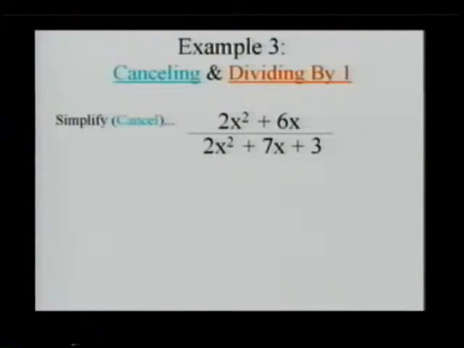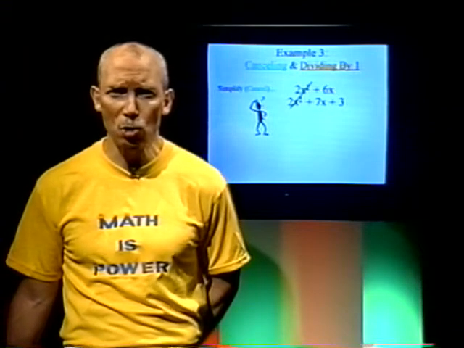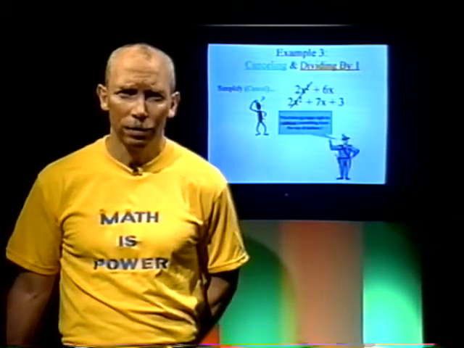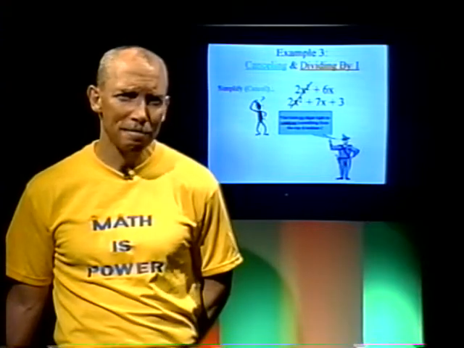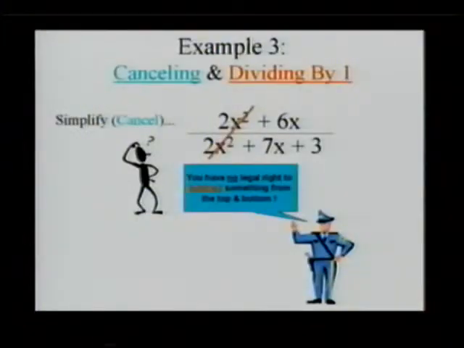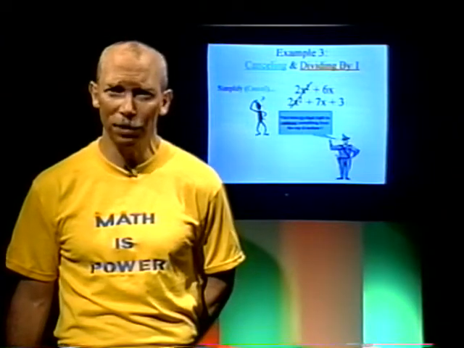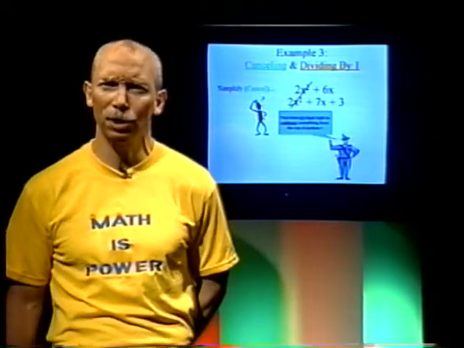Ouch! Wait a minute. Can you cancel that? No. Why can't I cancel that? There's no reason why you can subtract 2x squared from the top and 2x squared from the bottom. Remember, I told you this only works for multiplication and division. If you were to get rid of that 2x squared, you'd be subtracting.